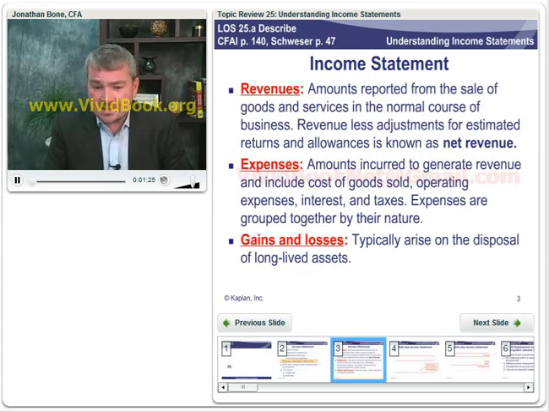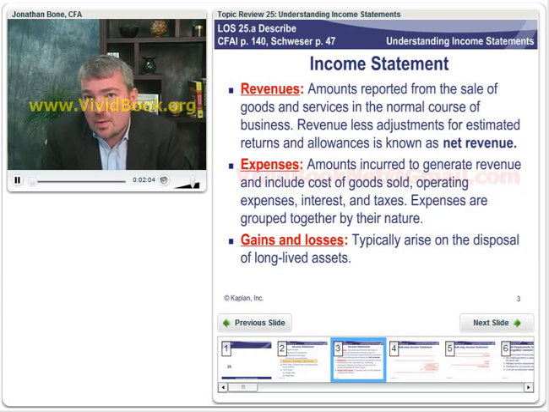Okay, so let's define some of the items in our income statement. Yet again, you can see we're talking about revenues, expenses and gains and losses that we've discussed in earlier readings. So remember, revenues are really the amounts reported from the sale of your goods and services in the course of your normal business. So in other words, they're sales, your typical sales from your typical operating activities. And in fact, what we actually see on the income statement is net sales or net revenue. What we have is revenue less adjustments for estimated returns and discounts or allowances given to customers. So we actually see net revenue on the income statement.